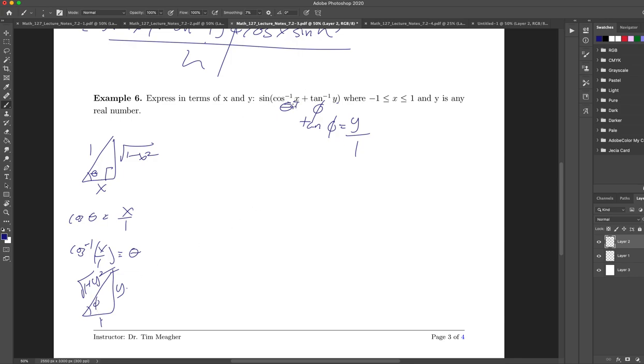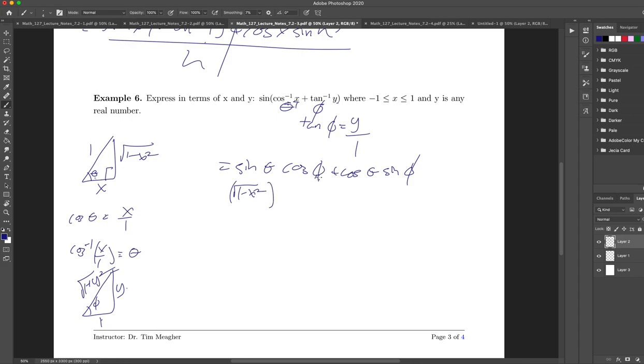So here, I have sine of theta plus phi. So here I'm just going to split that up. So this will be sine of theta cosine phi, because here I have an angle plus an angle, plus cosine theta sine phi. Well, do I know what sine theta is? Yeah, just come here to theta. So sine theta would be the square root of 1 minus x squared over 1. So that's just the square root of 1 minus x squared.